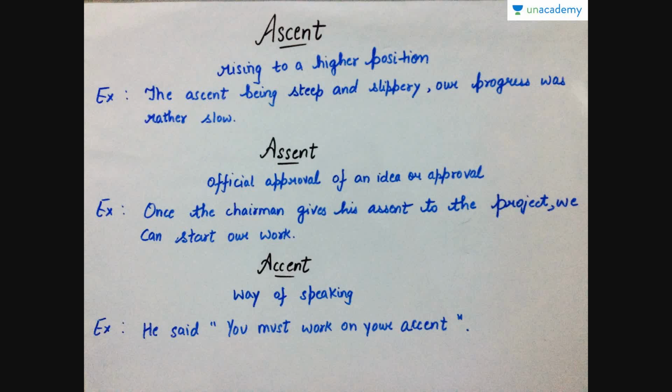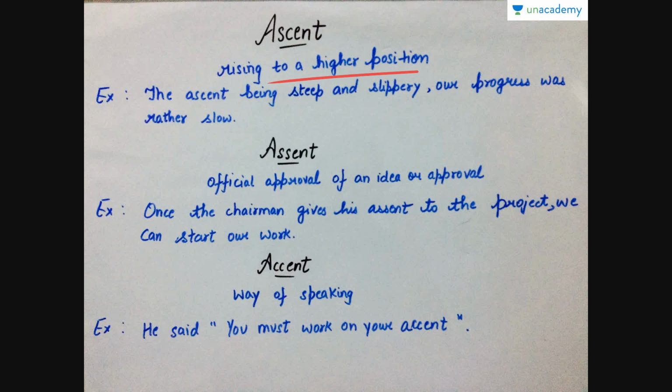Now, the next set is ascent, assent, and accent. We pronounce this word as accent, A-C-C-E-N-T. So let's start from the first one. The first one is ascent, which means rising to a higher position.